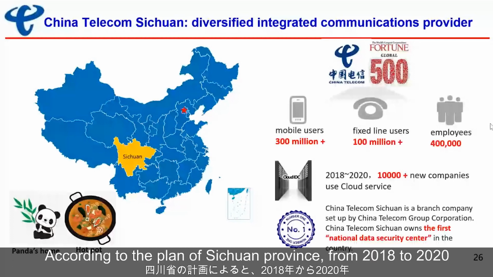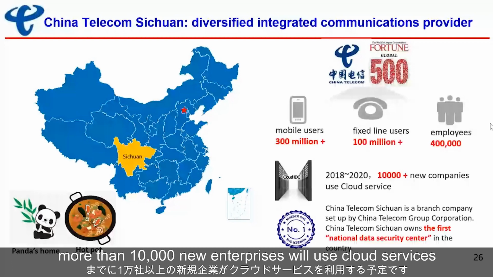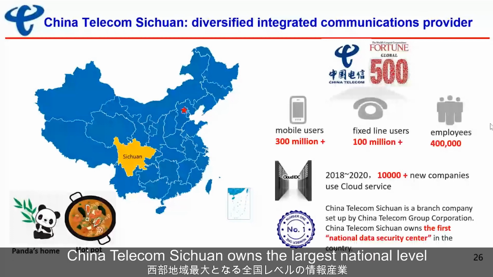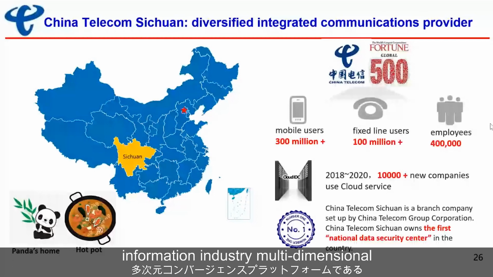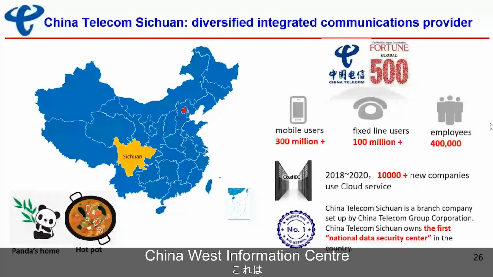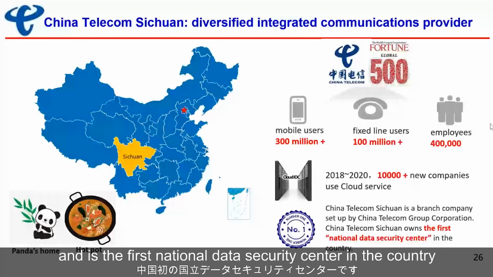According to the plan of Sichuan province, from 2018 to 2020, more than 10,000 new enterprises will use cloud service. As the largest IDC and cloud service provider in the province, China Telecom Sichuan owns the largest national level information industry multi-dimensional convergence platform in the West, China West Information Center, and is the first national data security center in the country.